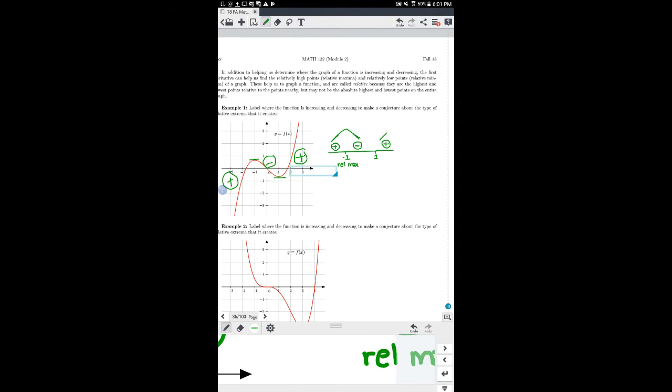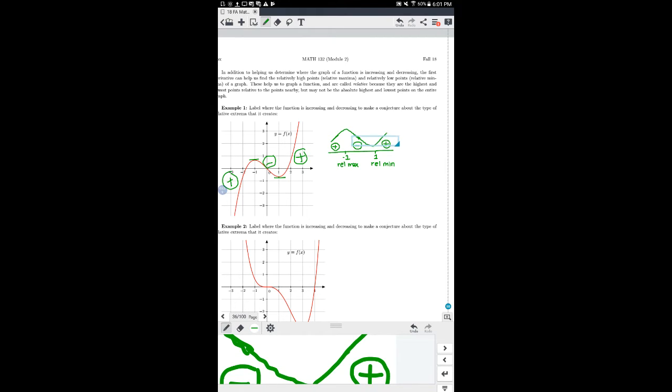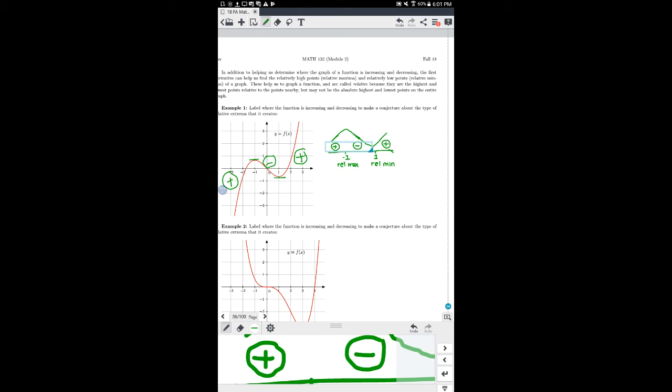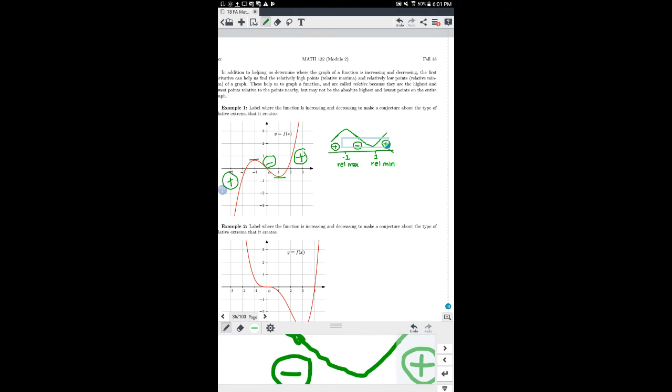This next critical number, if I look at it on the graph, it looks lower than all the y values around it. So I'm going to consider that a relative min. And that relative min happens when I switch from a slope that is negative to a slope that goes to being positive. So our conjecture is that anytime we go from increasing to decreasing, we get a relative max, and decreasing to increasing is always going to yield a relative min.